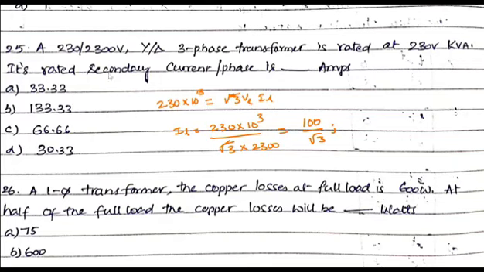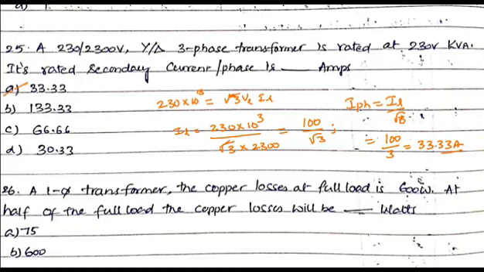But what the question has asked is the rated secondary current per phase, not the line current. So IPH we need to calculate. IPH is equal to IL by root 3. Okay, so based on this I'll get 100 by 3, 33.33 amps is the answer. So the answer will be A here.